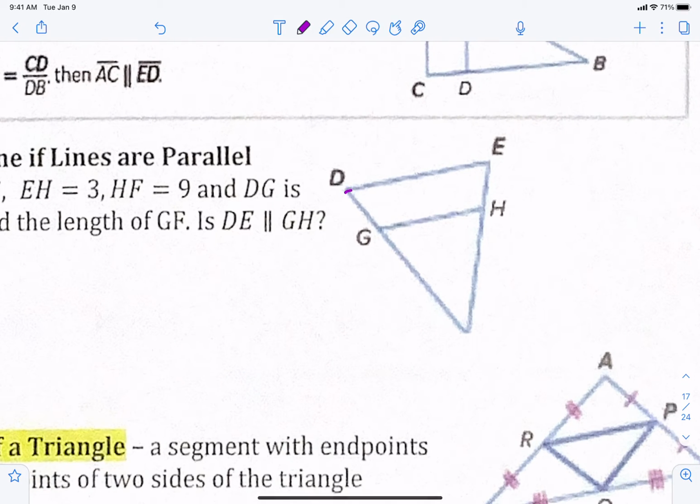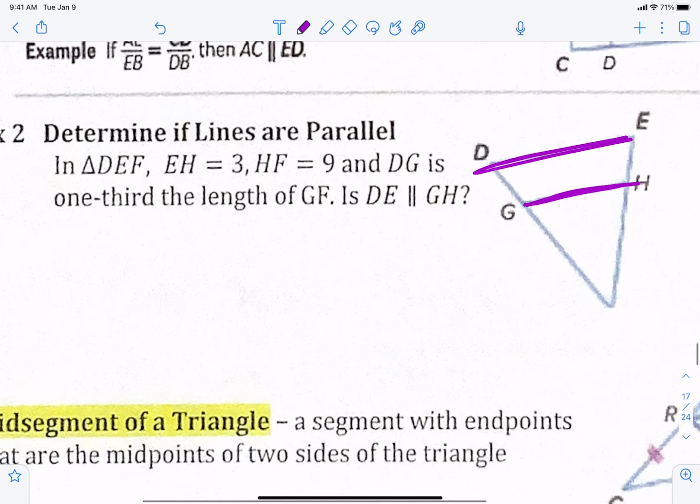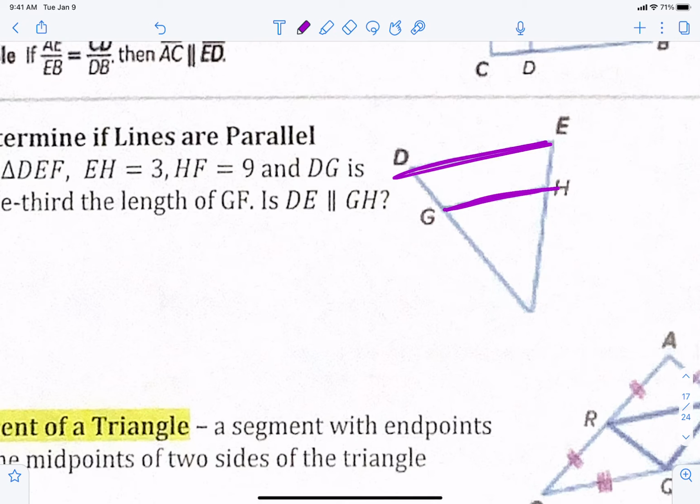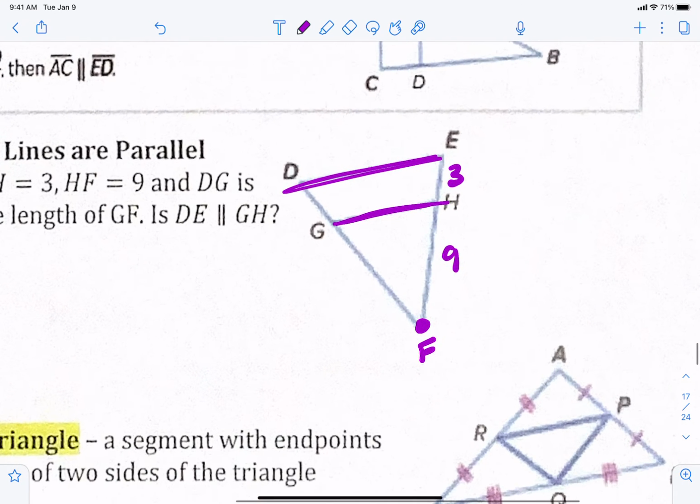So here we do not know that DE and GH are parallel to each other. We are trying to label things and see if they're parallel. How long is EH? 3. HF, this must be F down here, it got cut off, is 9. And then it says DG is 1/3 the length of GF. So this guy is 1/3 of what this guy is.